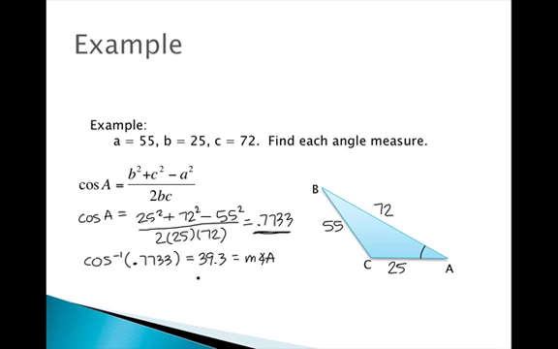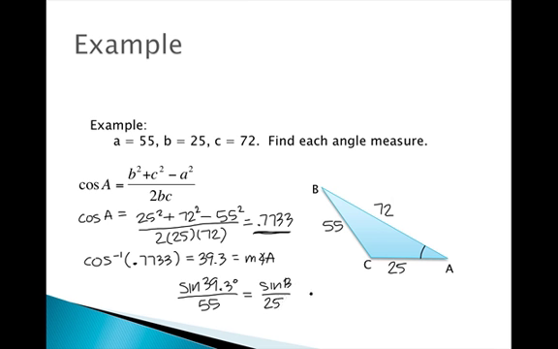Okay, so now that we have the measure of angle A, we can actually use the law of sines, which is a little bit easier so we don't have to deal with all of these fractions and squaring to find the other angle measures. So we're going to use that for measure of angle B. Remember, our law of sines was a ratio. So we can put sine of 39.3 degrees over its side length, which is 55, equals sine of B over its side length, which is 25.